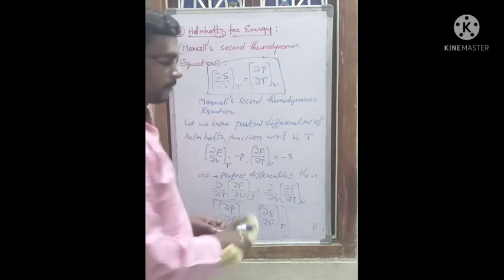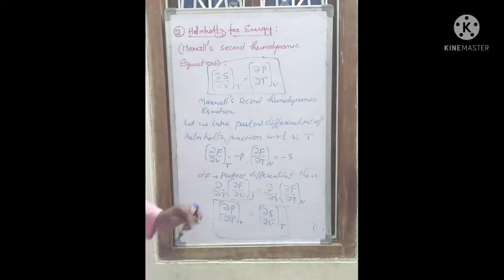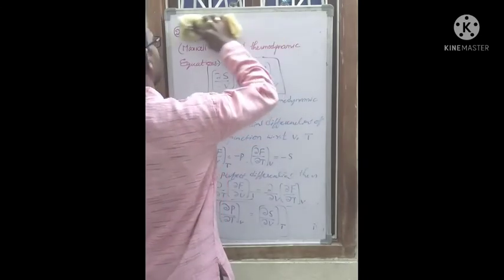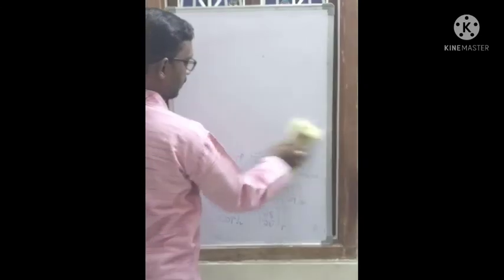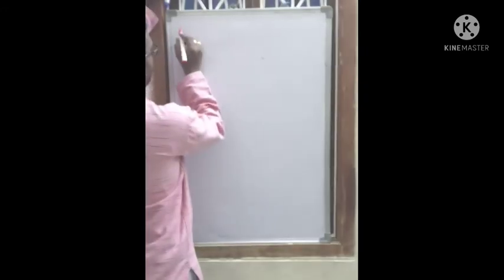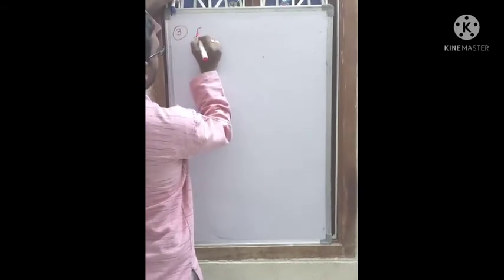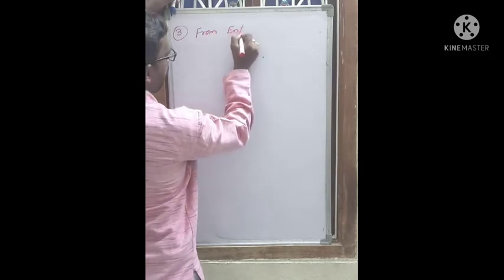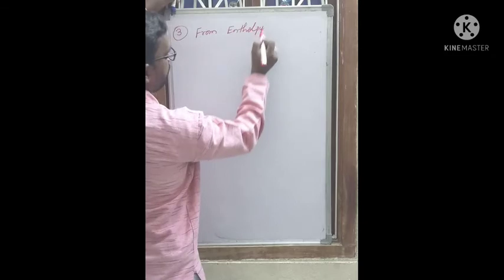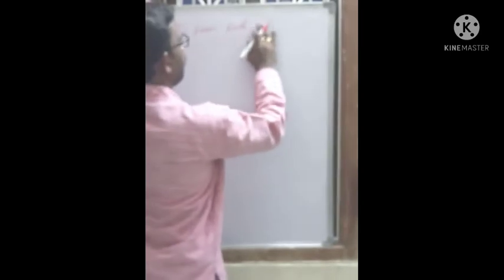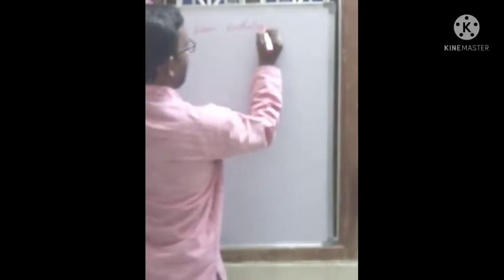Next one is the third one. That is what we are going to derive, Maxwell's third equation. Let us see how we can derive that. Maxwell's third equation. Third one, here you have to remember from enthalpy. Okay, here you have to write the enthalpy. So with the help of enthalpy, we are going to derive Maxwell's third thermodynamic equation.